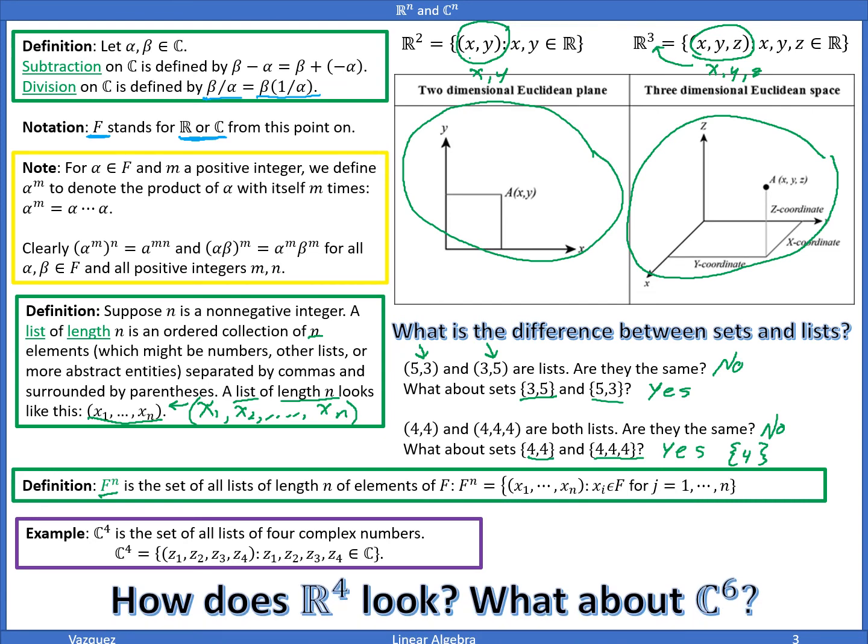Finally, I have the question, how does R4 look? Can you visualize that? Or can you visualize C6? Because up in the top right, we visualized R2 and R3, but not necessarily R4 and C6. So can you imagine what those look like?